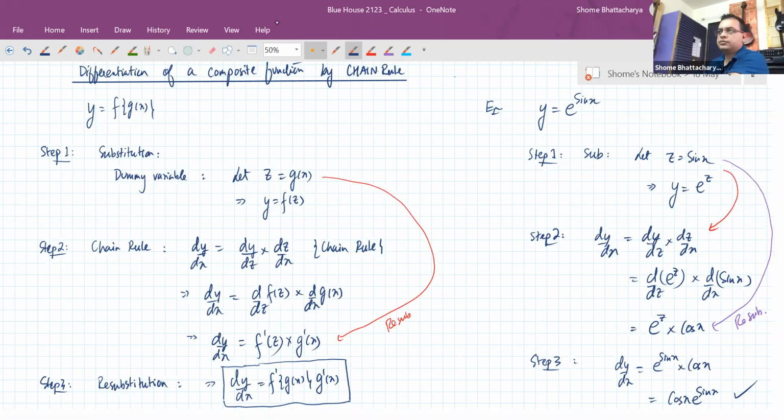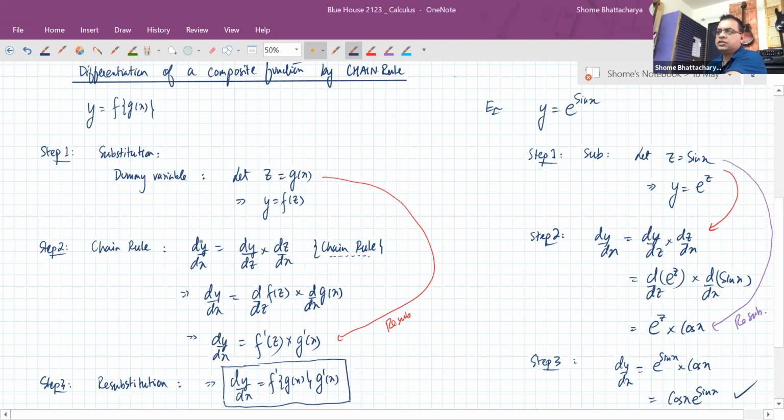Sir, can you explain this chain rule one more time? Yeah, so just go over these steps. If there's any doubt in a particular step, just tell me now where you have not understood. Step 2. Yeah, step 2 is the definition of chain rule, that rate of change of y with respect to x is equal to rate of change of y with respect to z multiplied by rate of change of z with respect to x. This is the definition of the chain rule.